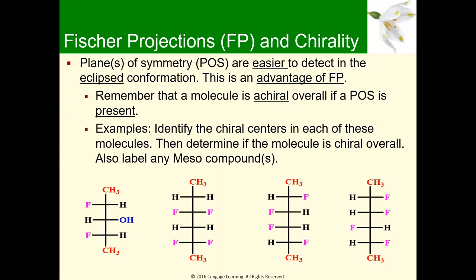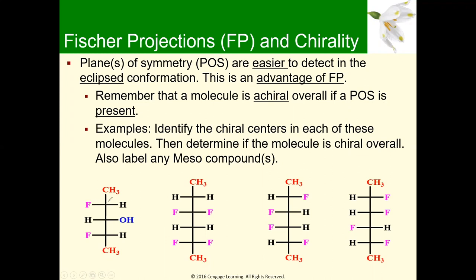What we want to do is identify the chiral centers in each of these molecules and then determine if the molecule is chiral overall. And we're also going to label some meso compounds. So let me just start at the left here. We'll work our way from left to right. The chiral centers we'll just indicate with a little star.